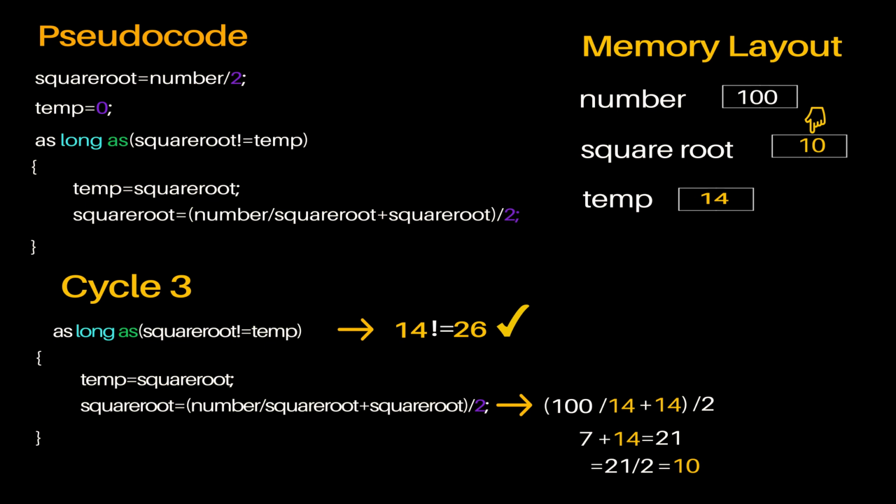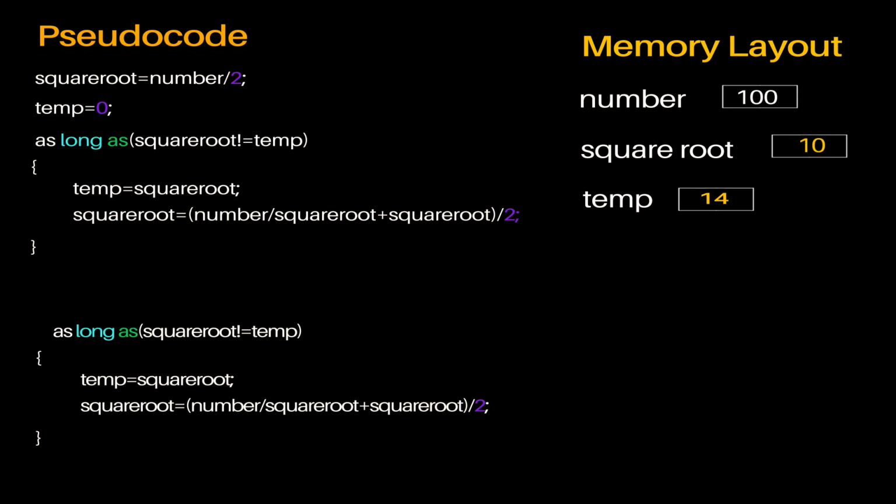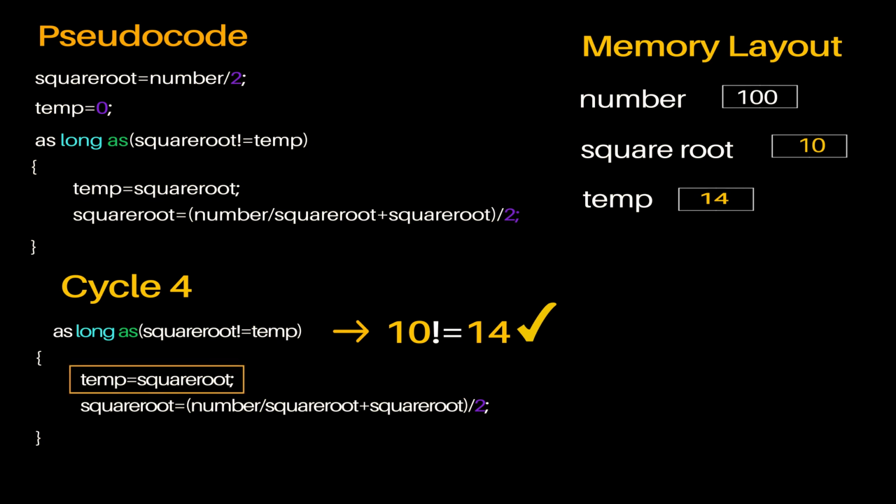Since we are within the while loop, we should check the condition again. This time, square root happens to be 10 and temp happens to be 14. So if I substitute these two values in the variables, we will be getting it as long as 10 not equal to 14. Again, the condition is true. So, since the condition is true, we would be executing both the statements within the while loop. And the first statement to be executed is this: temp is equal to square root. This is an assignment statement. That is, whatever is on the RHS, that should be stored in the LHS.